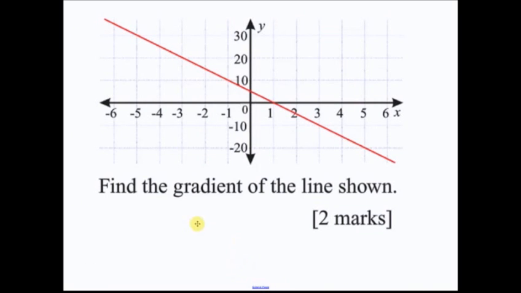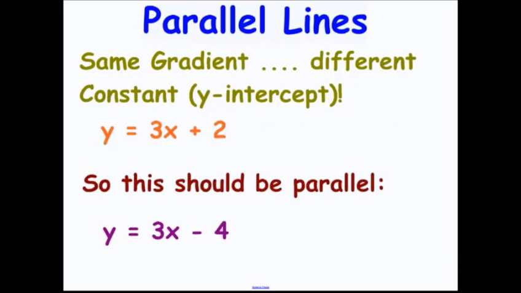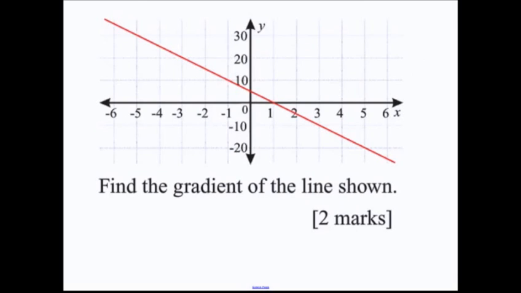Okay, let's do a quick gradient on a line from an exam question. So the exam question shows you the graph, and we now know to work out the gradient from a graph that we've been given, we need to select 2 points and work out the rise against the run. Okay, so let's have a look at this.